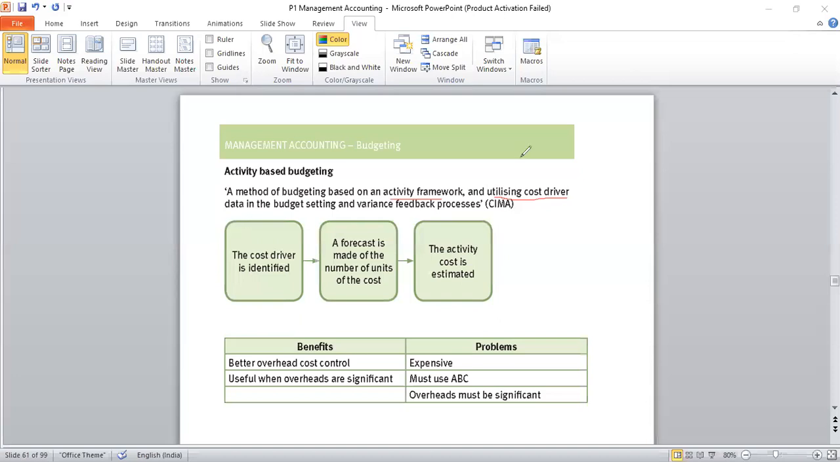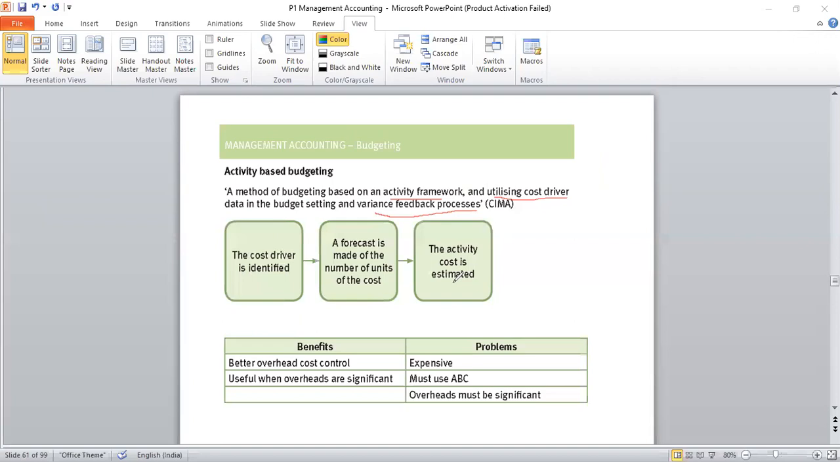Okay. Utilizing cost driver data in the budget setting and variance feedback processes. First thing is the cost driver is identified. Whatever is the usage of this cost driver, accordingly the amounts are forecasted. A forecast is made of the number of units of the cost. The activity cost is estimated. So here also, first the anticipation, the same principle, the same concept, and then in actual terms, how to allocate that.